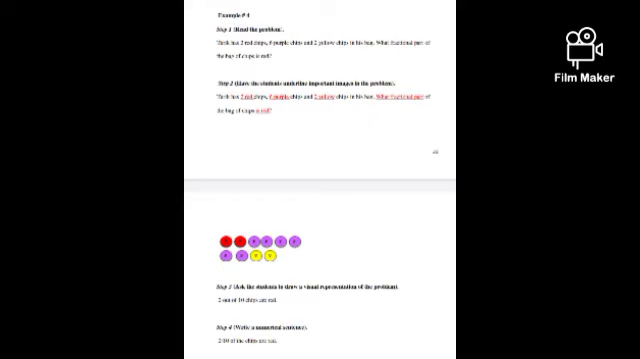And step 3 in visualization, ask the students to draw a visual representation of the problem. This is a visual representation of the problem by a student. The chips were represented by colored circles, and two chips are red, represented by two red circles. Six chips are purple, and two chips are yellow, represented by two yellow circles.